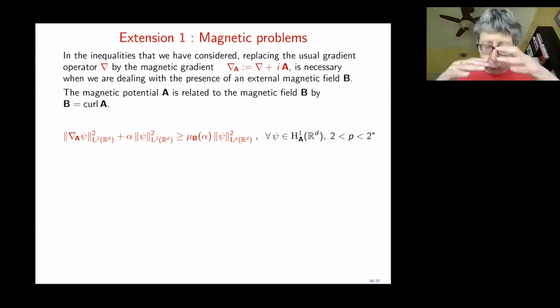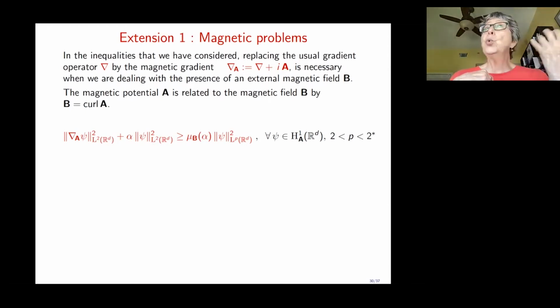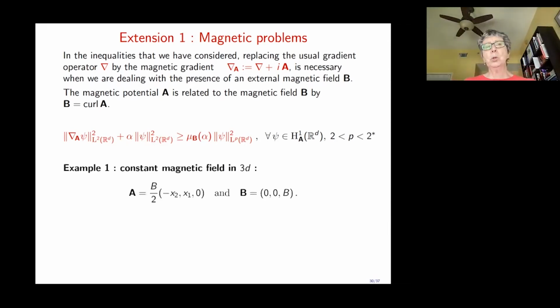It's not the only one you can ask yourself, but this is just an example. So this is something we discussed the other day in the case without magnetic field, when you have the gradient of psi. So is it so different when you introduce this magnetic field, when you modify the gradient? And the answer is yes. What we managed to do without magnetic field is now sometimes very difficult to do. And I will speak about two examples. One is the example of constant magnetic fields.